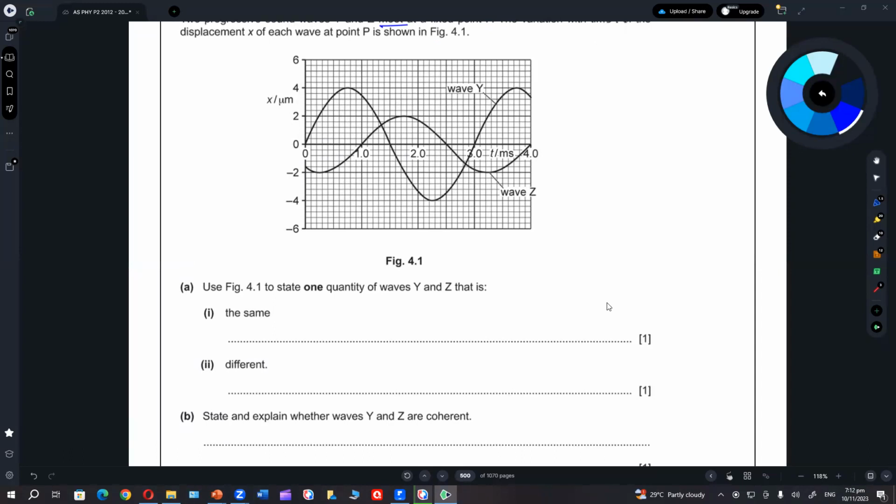Now we need to see what is the same. Can we check for time period or frequency? Frequency, sir. Frequency looks to be the same. Did you check the time period? Yes, sir, it is.